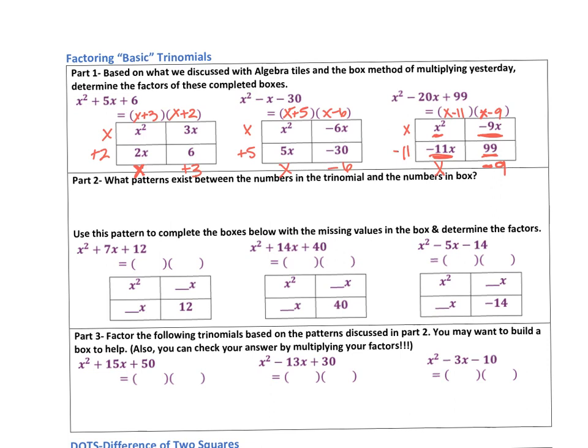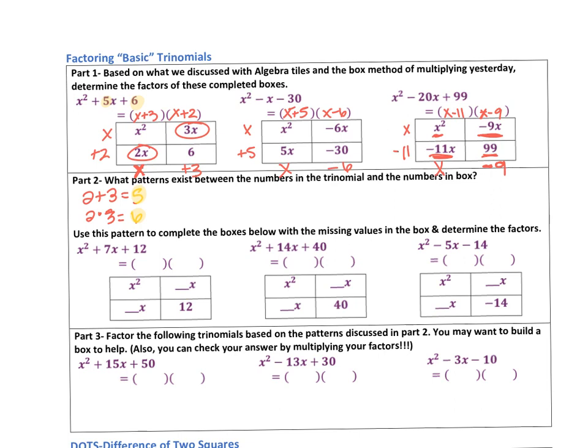There is a pattern between the values that are going in the boxes and the values that are coming out. If you'll notice, okay, these two numbers, right? 2 plus 3. What does that add up to? 2 times 3. What does that multiply to? Where do you see those numbers? You should see them. Right? And I can continue on.